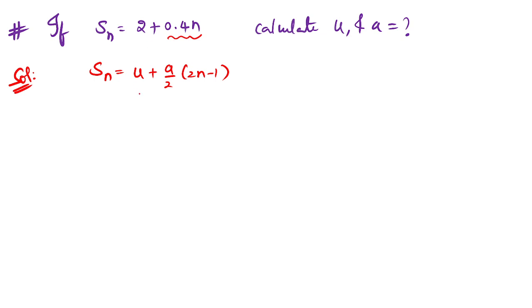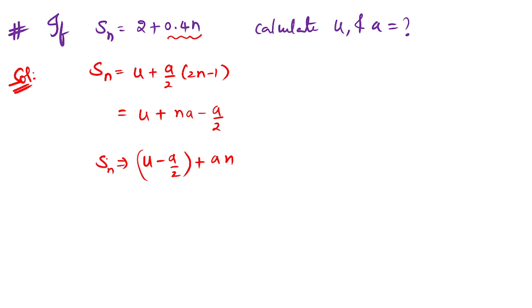Now I'll convert this formula into this format. If I multiply this out, this will be n into a, then minus a by 2. Can I write it like this? So Sn is equal to (u minus a by 2) plus a into n. Can I write it like that? Yes or no?